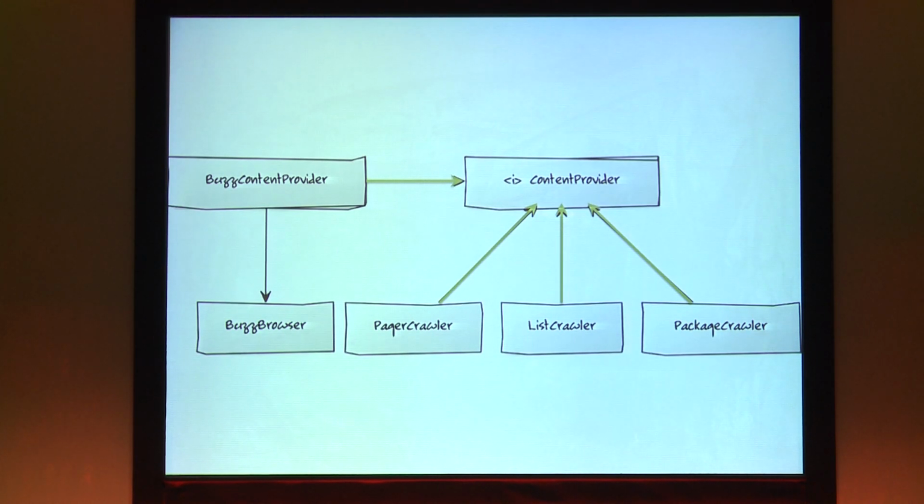So if the Buzz browser changes, think about it, which class needs to change? There's only a single class, the Buzz content provider. If there's a bug in the Buzz browser and we need to implement a workaround, we only need to touch one class. All of our crawlers are not affected by that change.